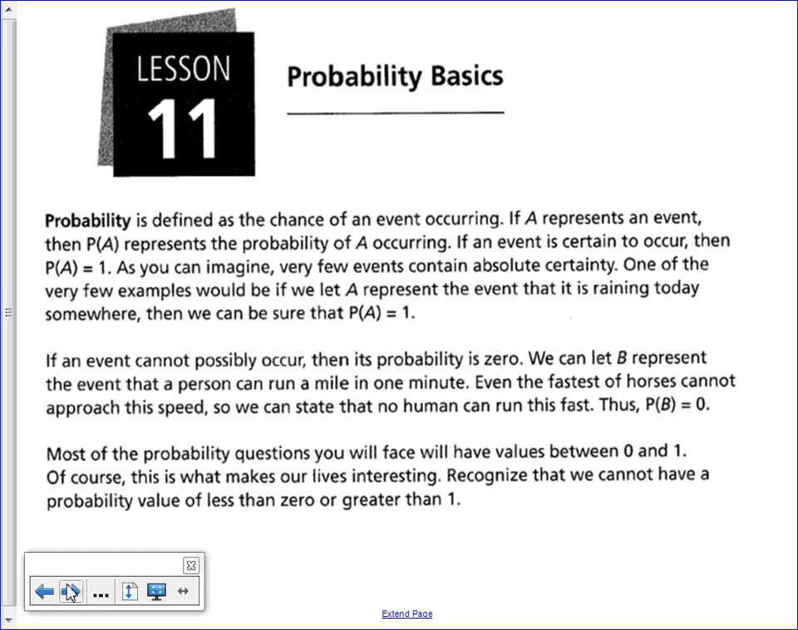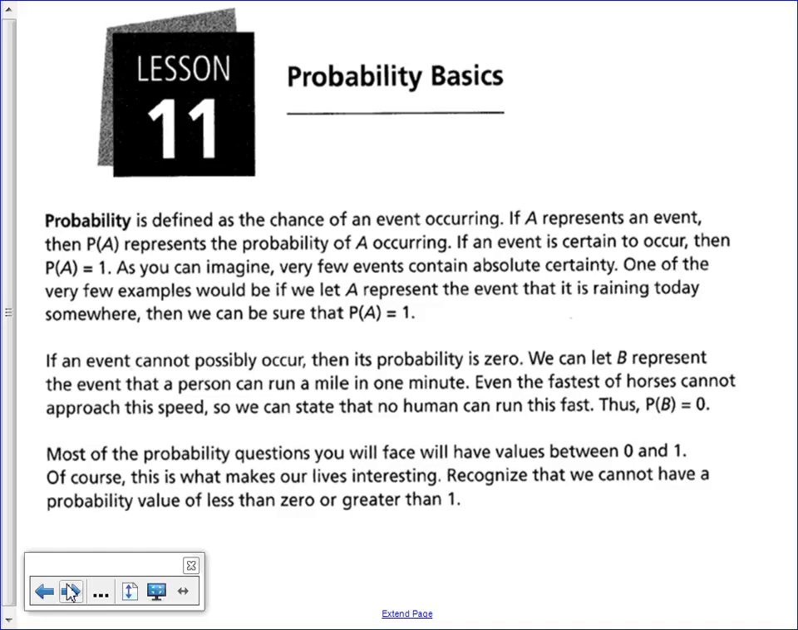Go on to the notes where it says probability basics. If you look at my door, it says the probability of Tigers winning is P of W equals 1, which means they have a 100% chance of winning. That was for homecoming.